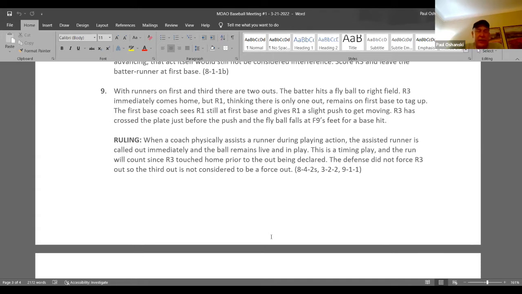Okay, so I've seen this 2 or 3 times. When a coach physically assists a runner during playing action, the assisted runner is called out immediately. The ball remains live and in play. This is a timing play, and the run will count since R3 touched home prior to the out being declared. The defense did not force R3 out, so the third out is not considered to be a force out.